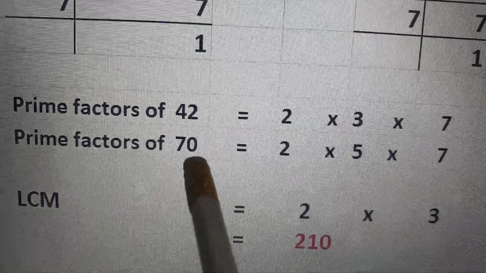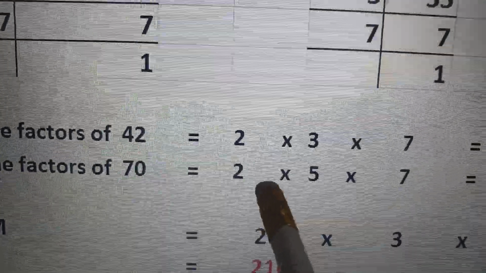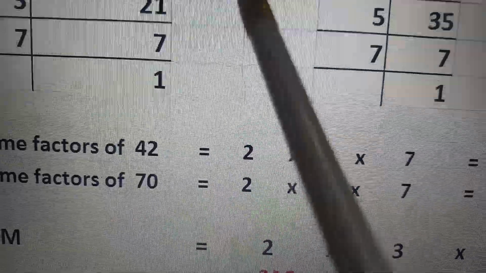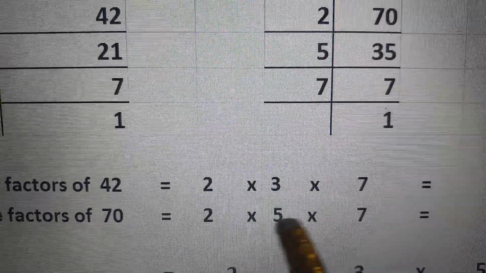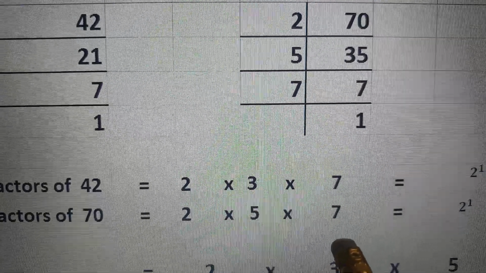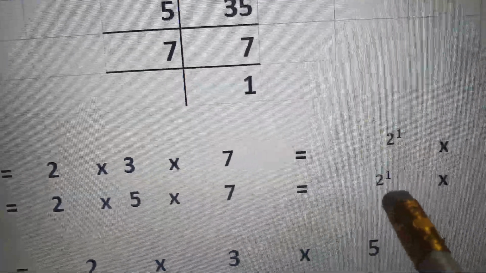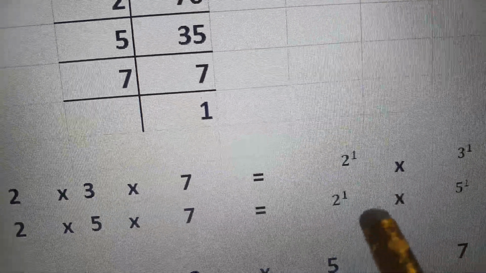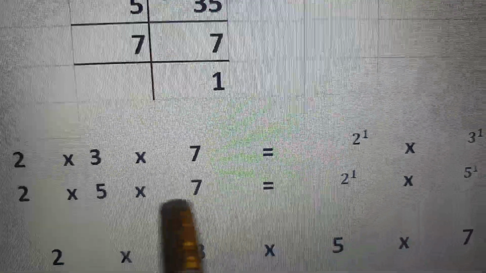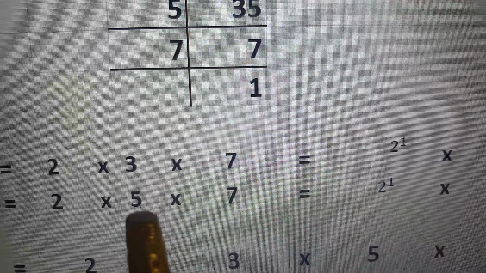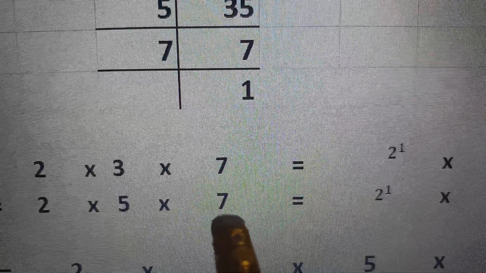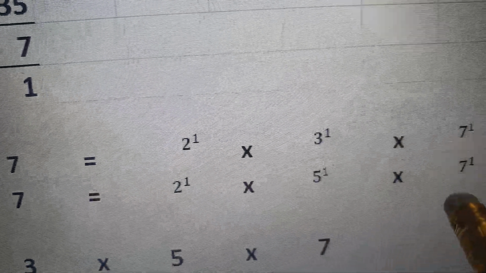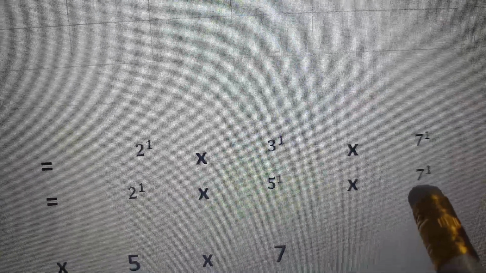Similarly for the number 70. The prime factors of 70 are 2, 5 and 7. How many times did 2 appear? One time. We'll write 2 power 1. How many times did 5 appear? One time. We'll write 5 power 1. How many times did 7 appear? 7 appeared one time. We'll write 7 power 1.